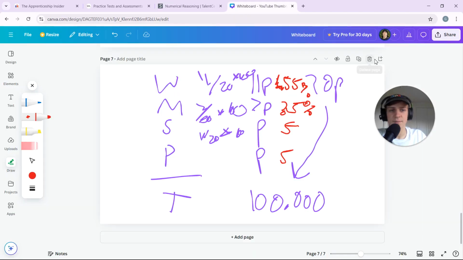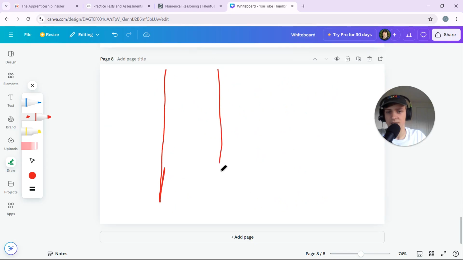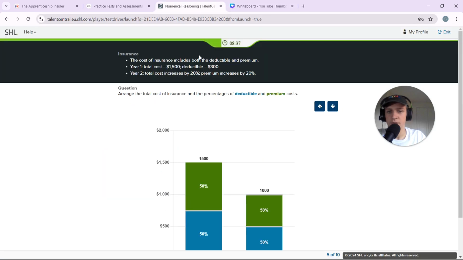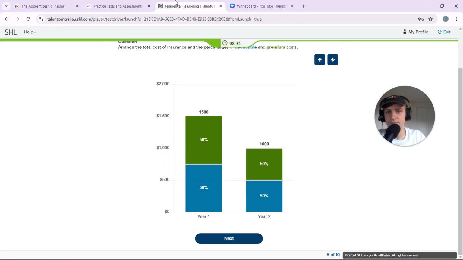Again, this is the exact same question as before, same format. It's where we have to create this table because there are 2 different variables going against each other. Just remember, a lot of the question formats will be very similar here. It's very messy, but we'll roll with it. So year 1, year 2, that's the first variable: year 1, year 2, and then total.